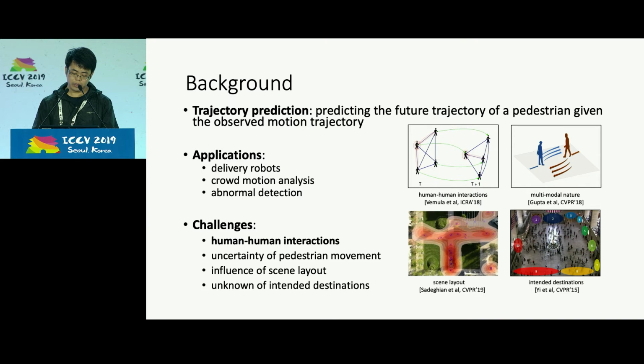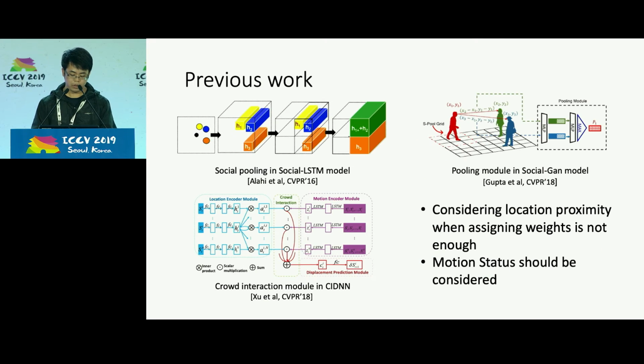As we work in crowded spaces, we are socially aware of our neighbors and implicitly assign different importance to them. In this work, we mainly focus on how to model the human-human interactions. These figures demonstrate how baseline methods model the interactions. All of these methods primarily consider location proximity when assigning weights to neighbors, but there are also many other influences, for instance, velocity, acceleration, and heading. In contrast, our methods use an attention mechanism to assign weights by motion status.